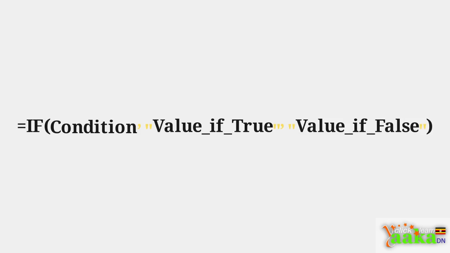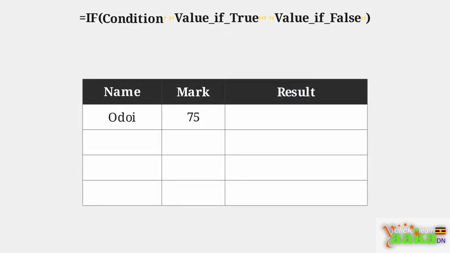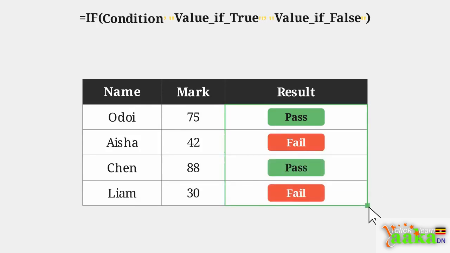This diagram shows the syntax. You state a condition, what the spreadsheet should display if the condition is true, and what to display if it is false. Let's apply this to a student record. Odoy scored 75. When we type =IF(B2>=50,"pass","fail"), the cell instantly displays pass. Copy that formula down the column, and you have built an automated decision engine. As new marks are entered, the grades evaluate themselves.